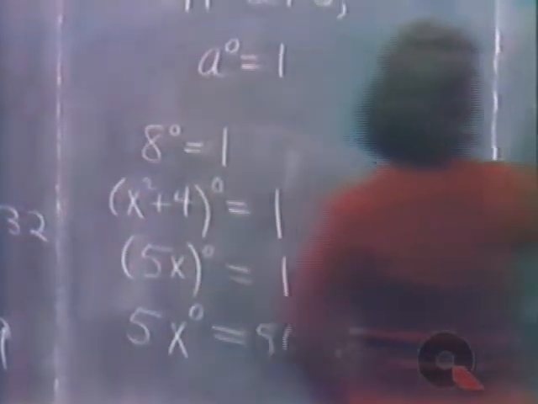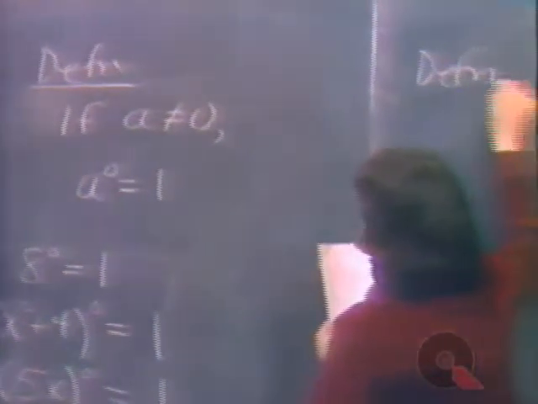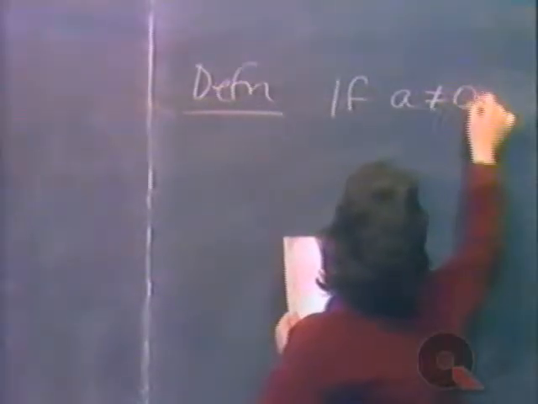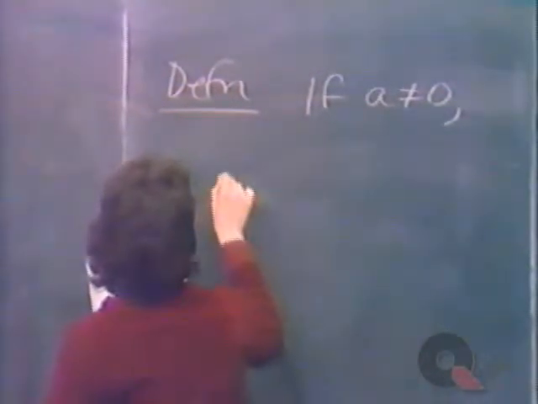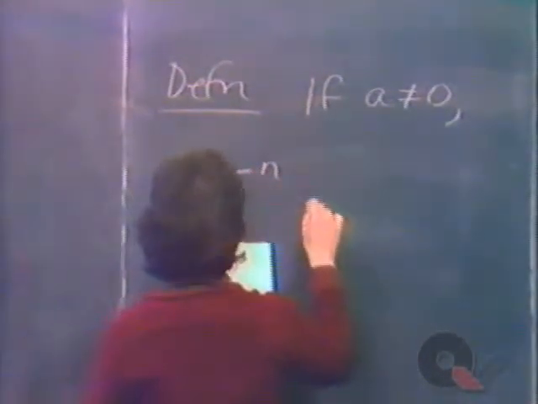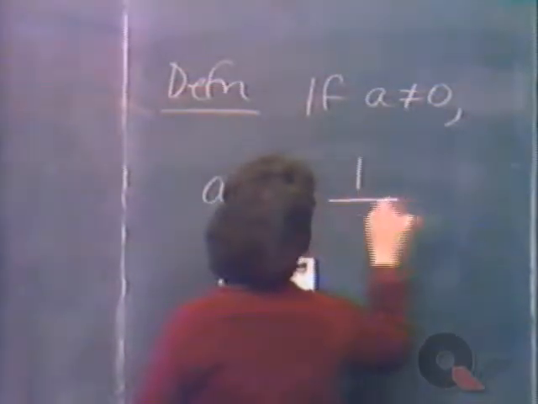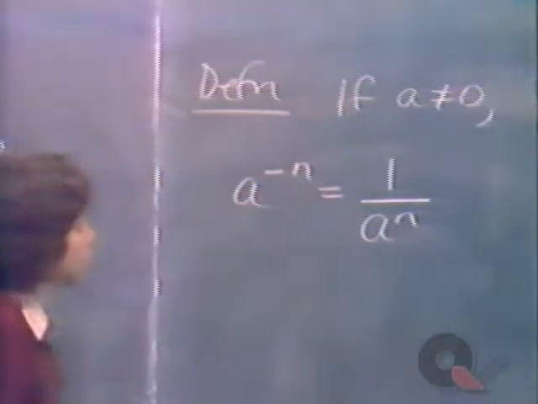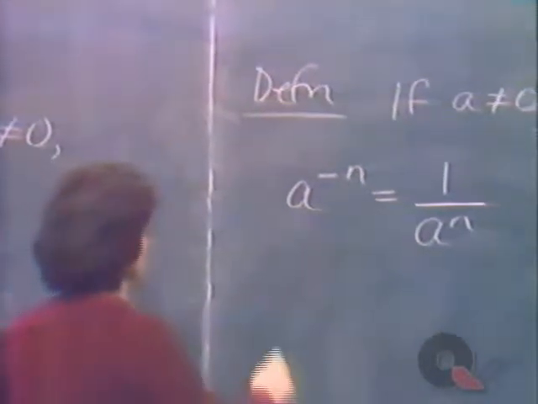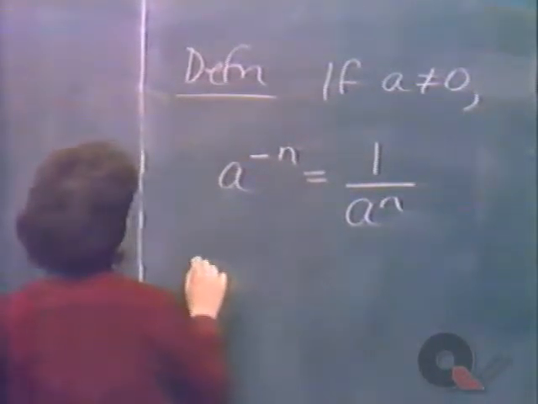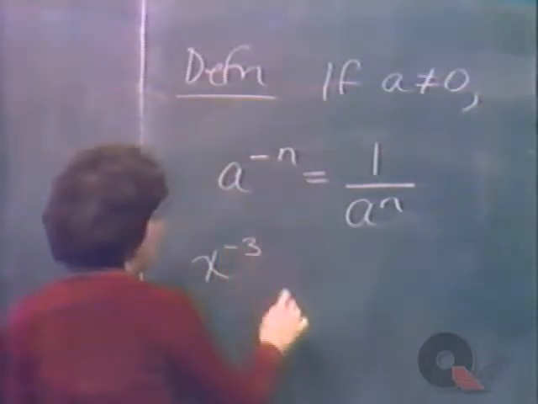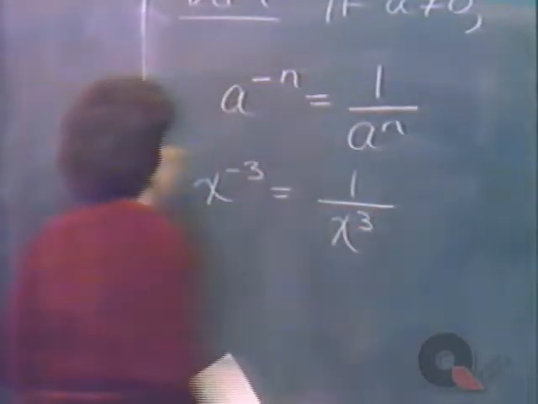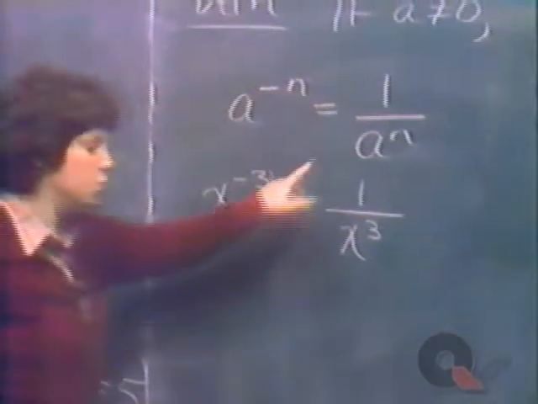And as our third definition, if a is not 0, a to the minus n power is 1 over a to the n power. So x to the minus 3 power is 1 over x to the 3 power. Or x to the minus 3 is 1 over x cubed.